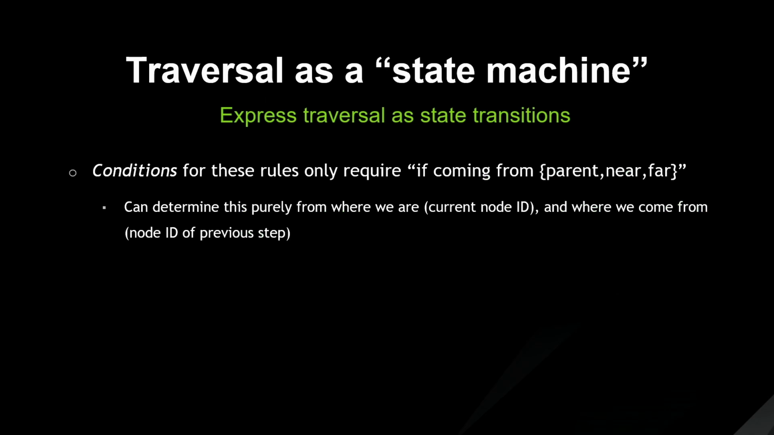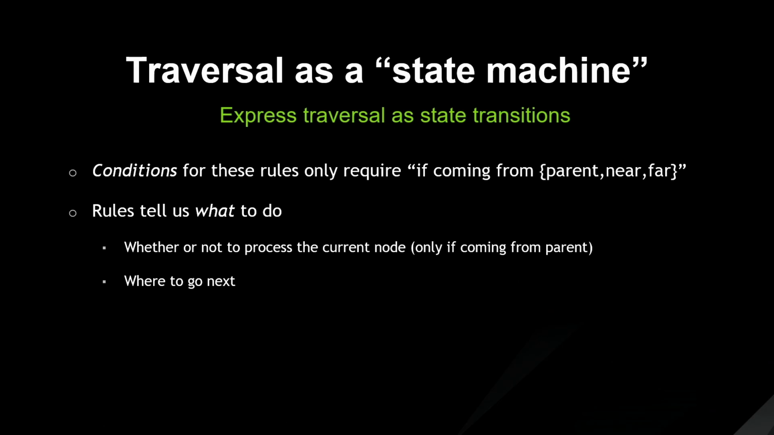And if you look at this now from a rules and state kind of mindset, you see we have three different possible conditions that lead to three different states, and these three states tell you what kind of next thing to do. The conditions for these three states all involve where we are coming from: only if coming from parent, from near, or from far. Those are the only three things that matter. So all we need to evaluate these three rules and figure out which state we are actually in is what node I am currently at, and which node I was in in the last traversal step. Those are the only two values I need to know which of these three states I'm in.